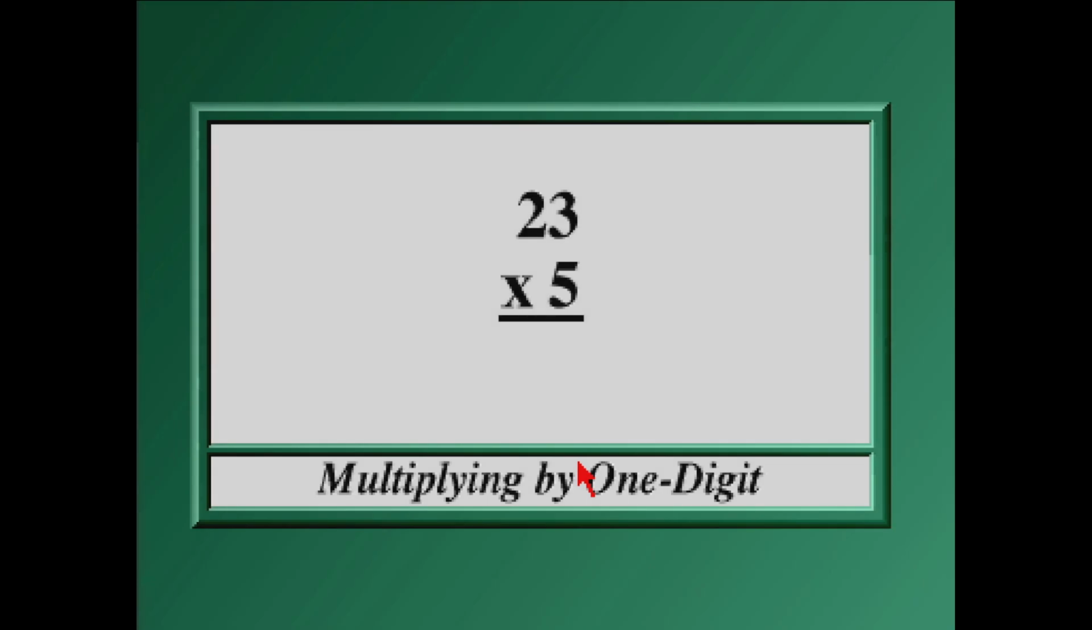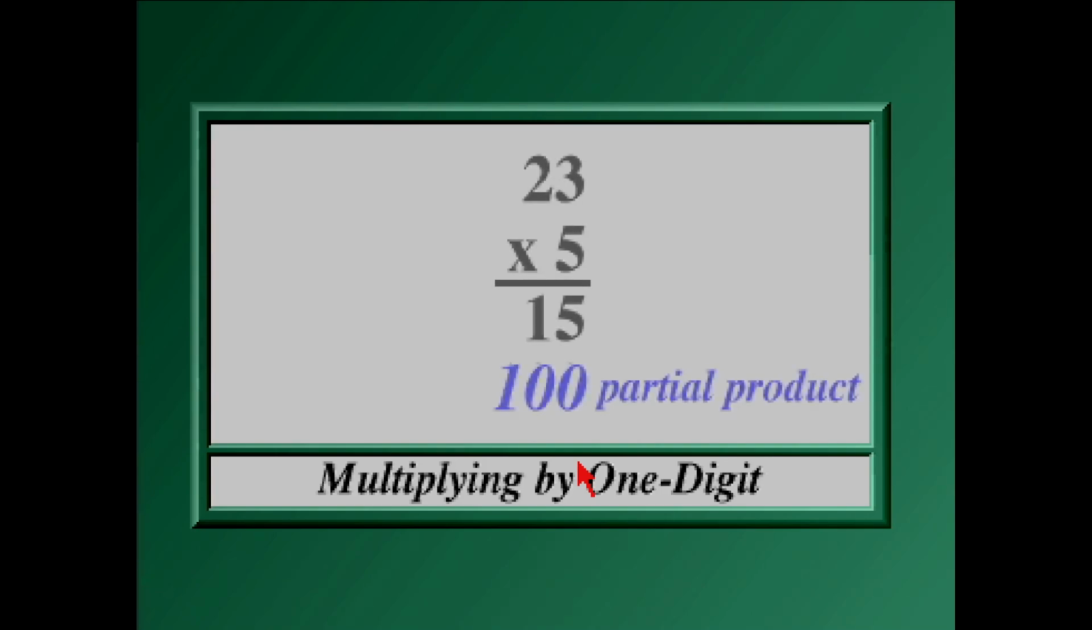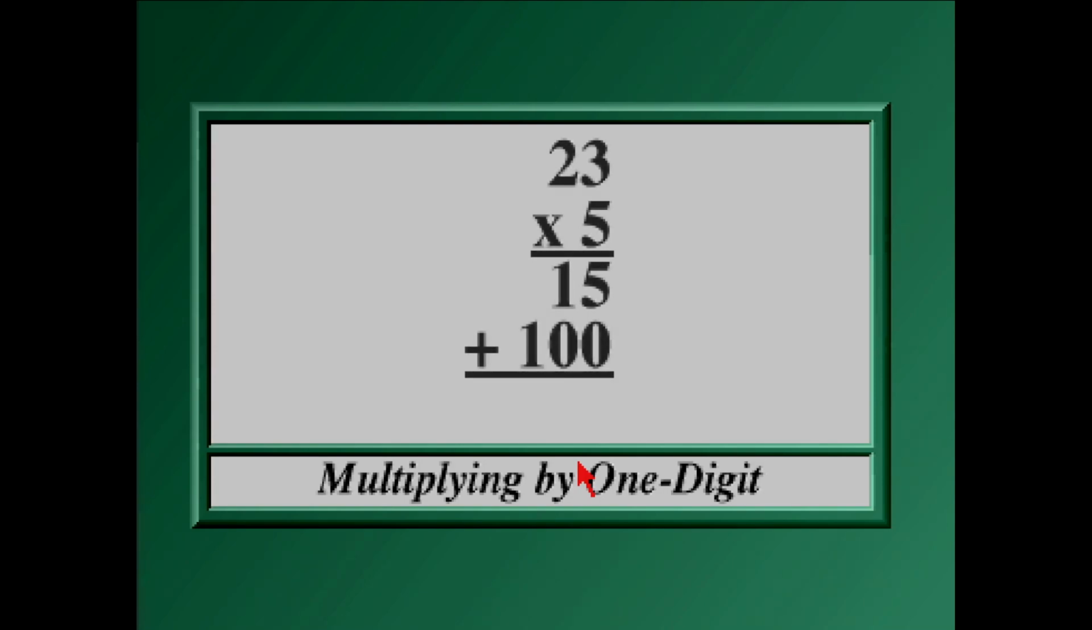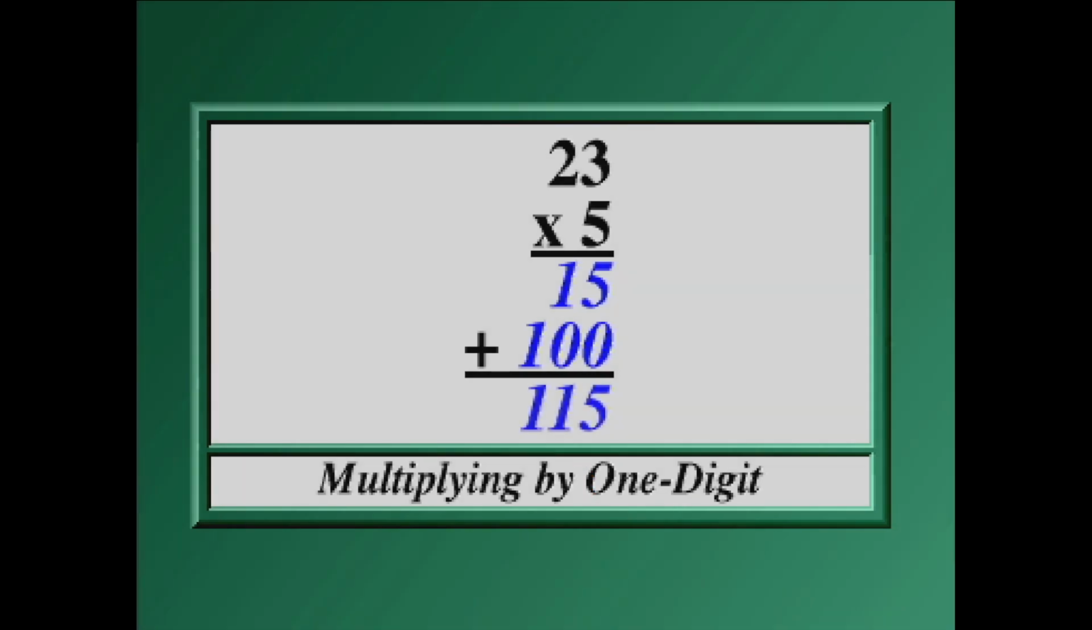The second step is to multiply the multiplicand number in the tens place, 20 times 5, which equals 100. 100 is the other partial product. The third step is to add the partial products together. 15 plus 100 equals 115.